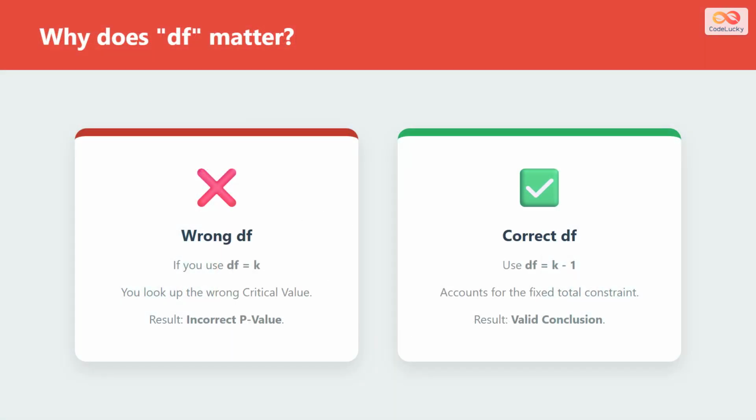Why is this important? If you calculate the degrees of freedom incorrectly, you will look up the wrong value in the chi-square distribution table. This gives you the wrong p-value, and you might make a false conclusion about your data.